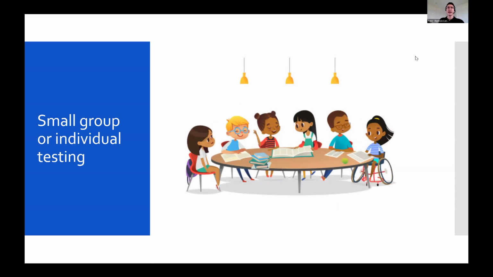Another accommodation that can really help is small group or individual testing. Some students with dyslexia might feel overwhelmed if they have to take the standardized test in a big room with lots of other kids around. And they may feel more comfortable if they are able to do the test in a small group or in a place that they're used to, or individually with a teacher or paraprofessional. That may be a less stressful situation for them and might help them on the test.